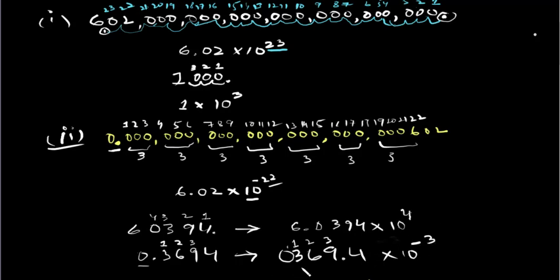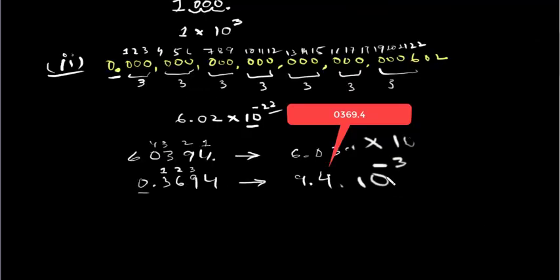So we'll have this notation. The scientific notation of this value is 369.4 exponential minus 3. It is the same as writing the same number without any exponent or scientific notation. This is how you deal with the exponential and scientific notation.